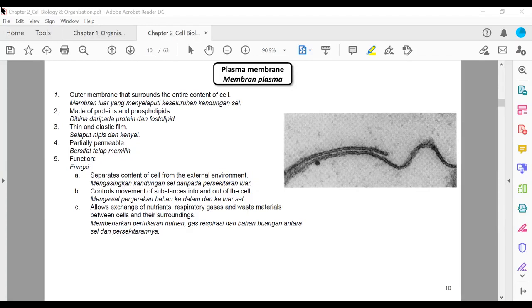Okay, baik. Plasma membrane, ataupun semasa PD3 kamu panggil cell membrane, membrane cell. Now we don't use that. Kita guna perkataan plasma membrane. We don't use membrane cell or cell membrane. Alright. Okay, so what is about plasma membrane? Outer membrane.